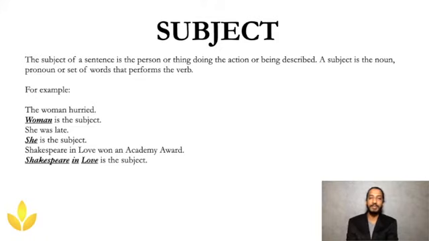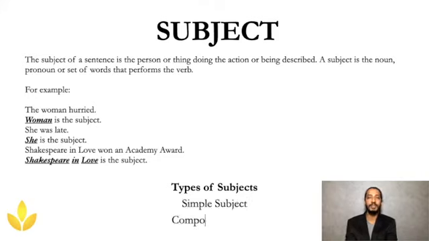The woman hurried. Woman is the subject. She was late. In this sentence, she becomes the subject. Shakespeare in Love won an Academy Award. So, Shakespeare in Love as a whole becomes the subject. So, we have two types of subjects. Primarily it's a simple subject and the other one is a compound subject.